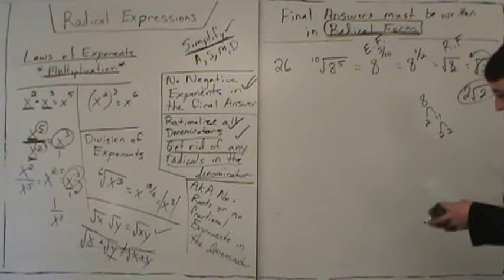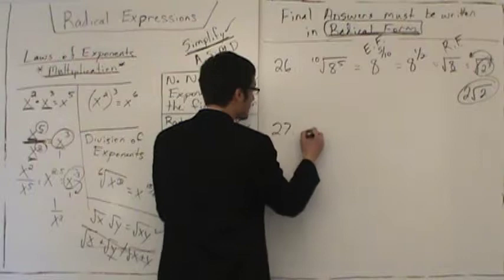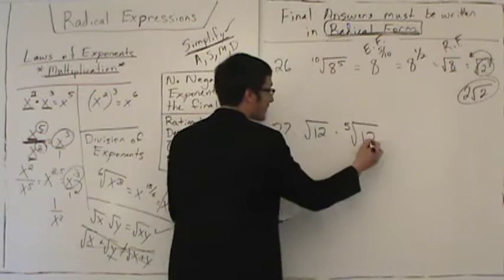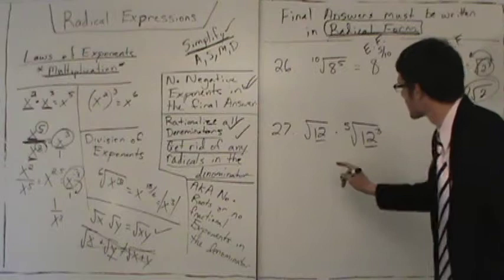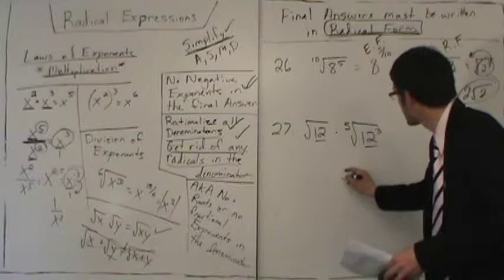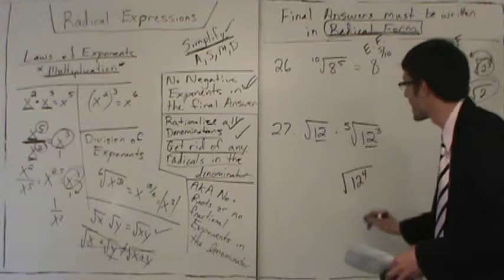Now, a few more here. Number 27 is the square root of 12 multiplied by the fifth root of 12 to the third. Now, something interesting to note here. Can we multiply this together? Can we multiply the 12 times the 12 and get some sort of root of 12 to the fourth power? And the answer is no.